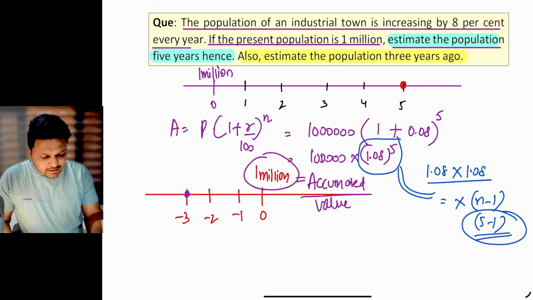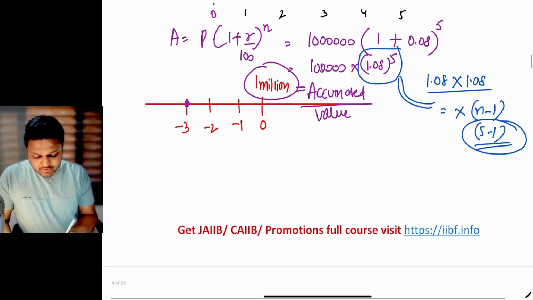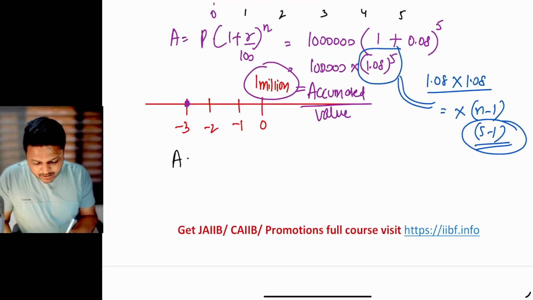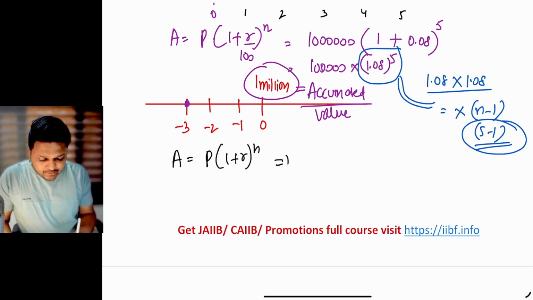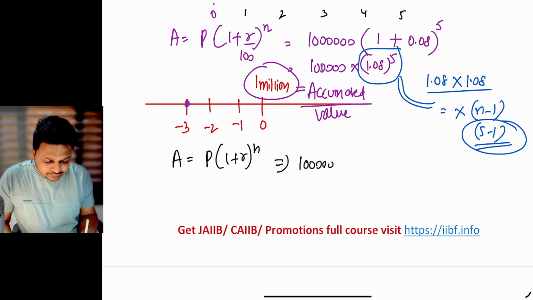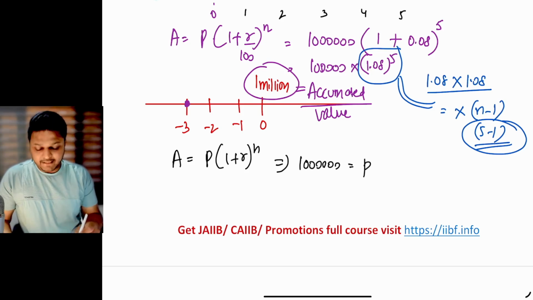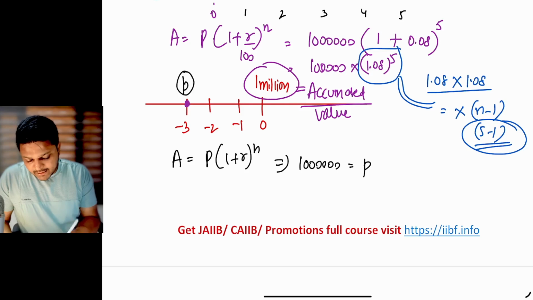So this is a value related to A, which is given over here. So we can simply apply the same formula. A is equal to P into (1 plus R) raised to power N. We fill the values into it. So it is 10 lakh is equal to P, which we need to calculate, right? Because over here it will be P.